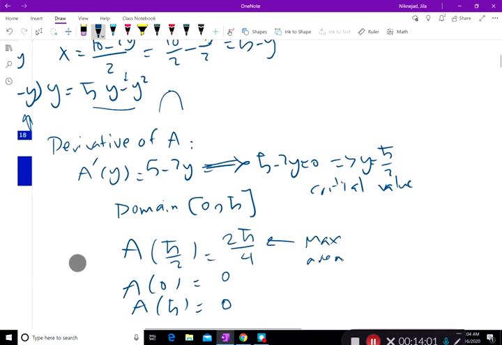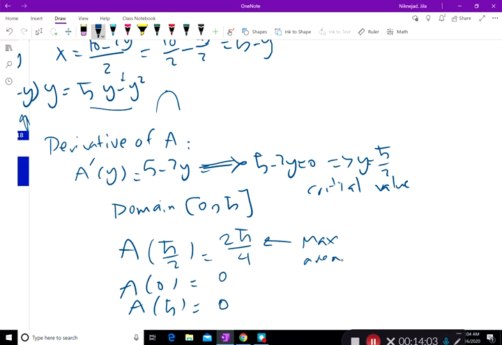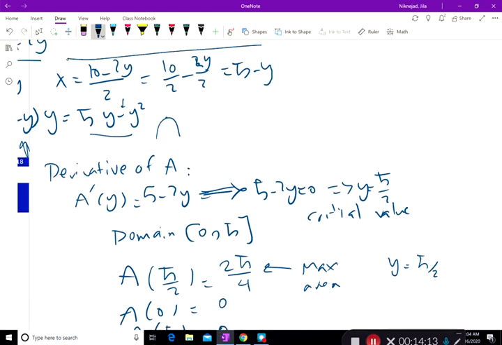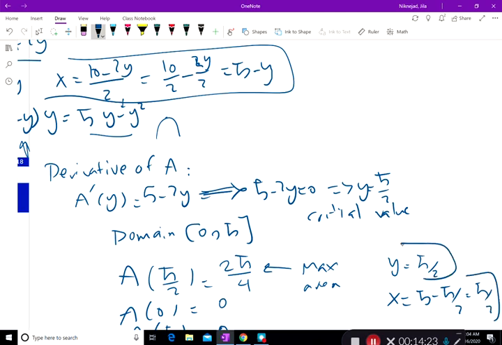Now I have to figure out what dimensions give that maximum area. I found y equal to 5/2. All I need to do is go back to the equation that I had over here for x and find x. And so these are the dimensions that we have for x and y.